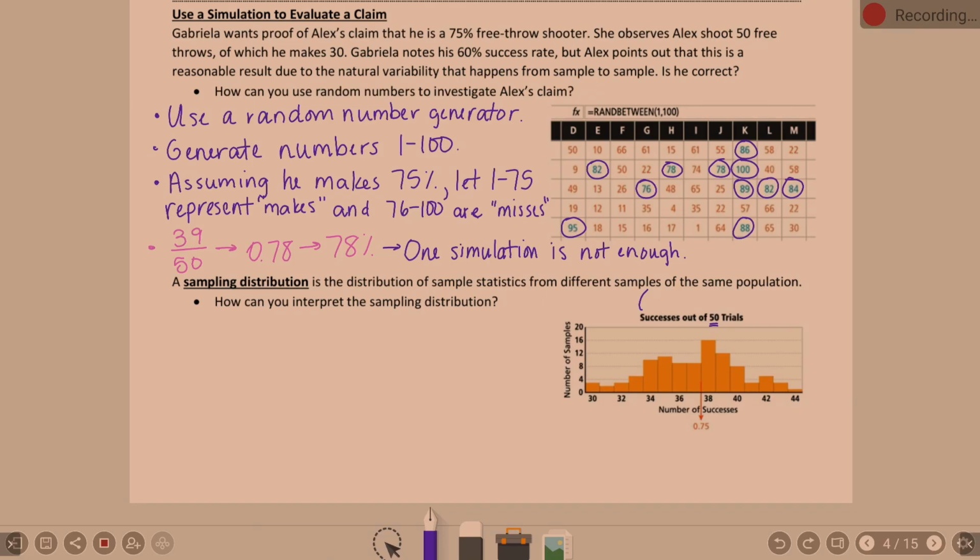It doesn't tell us that, but there are 100 samples here. 100 samples as opposed to one sample. Is that going to make information a little more valid? Yeah, because, and this is not him shooting 50 shots 100 times, which could be done over a course of time, right? But this is running a random number generator, getting your 50 numbers 100 different times.